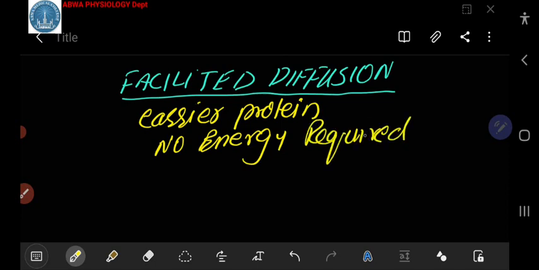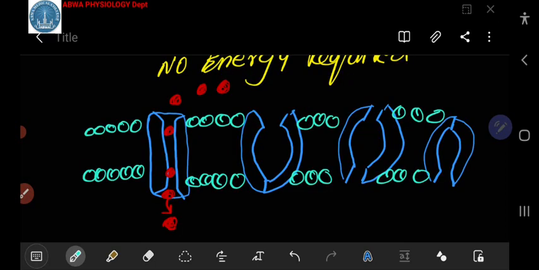as in simple diffusion. Sorry for the interruption, and surprise, I have already drawn this diagram to conserve time. So this is a protein channel.